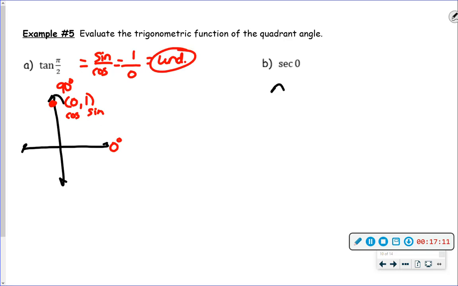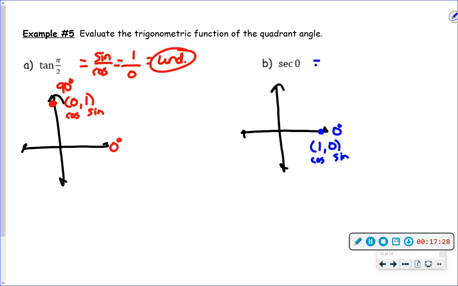All right, secant of 0. 0, of course, is going to be our starting point. So 0 degrees right here. I'm going to label the ordered pair. We would go right 1. Y would be 0. So again, I have cosine, sine. Well, we need secant. So we have to know our identity.